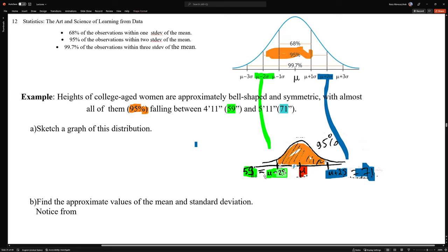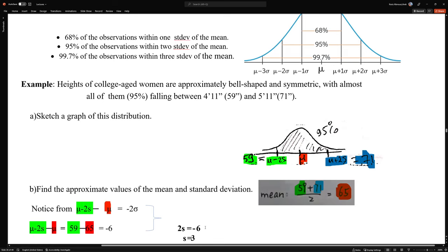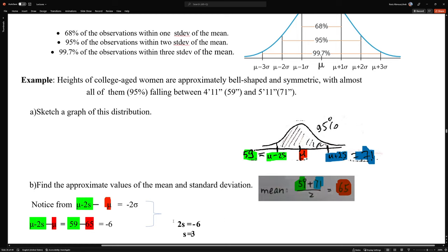Notice we have two equations with two unknowns, which means we can solve for both of the unknowns, right? The first equation is mu minus 2s equals 59. The second equation is mu plus 2s equals 71. Two equations with two unknowns, which means we can find both mu and s. So I'm just solving the equations with two unknowns. And you can calculate this, it's very clear how.